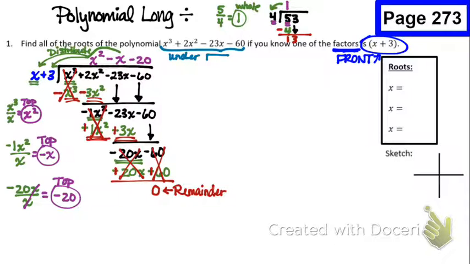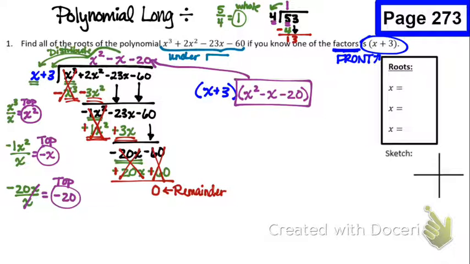Okay, so we're going to start writing it in factored form. X plus 3 was out in front, and now up on top I have x squared minus x minus 20. This part right here came from what's up on top. This part I need to factor so that I can find my x-intercepts. But this is quadratic. I can factor this using the x and the box.